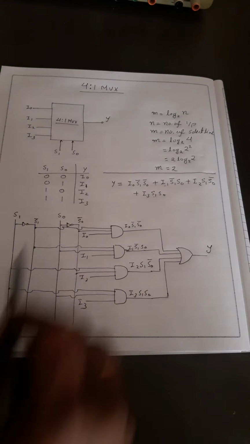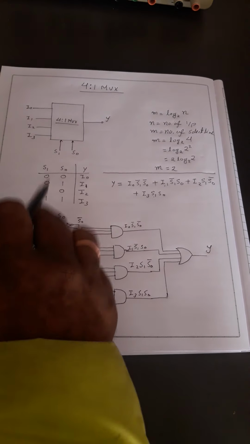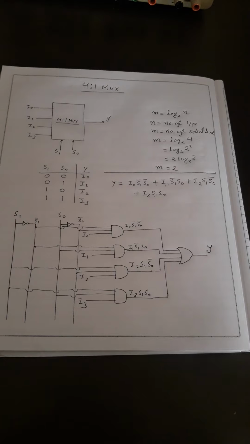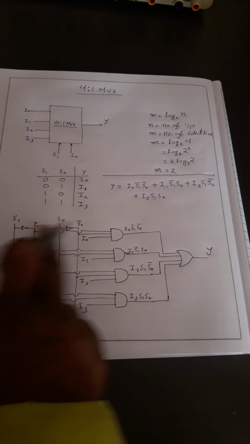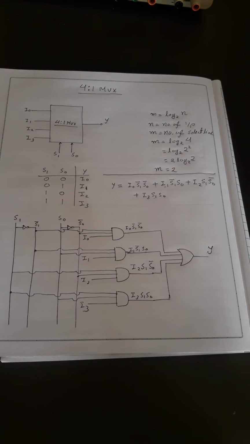combinations will be 16. Okay, sorry, 8. 8 combinations will be there. And then we can easily build the equation, and from this equation you can easily build the whole circuit diagram. Okay, so now let's move to the kit so that we can perform the laboratory.